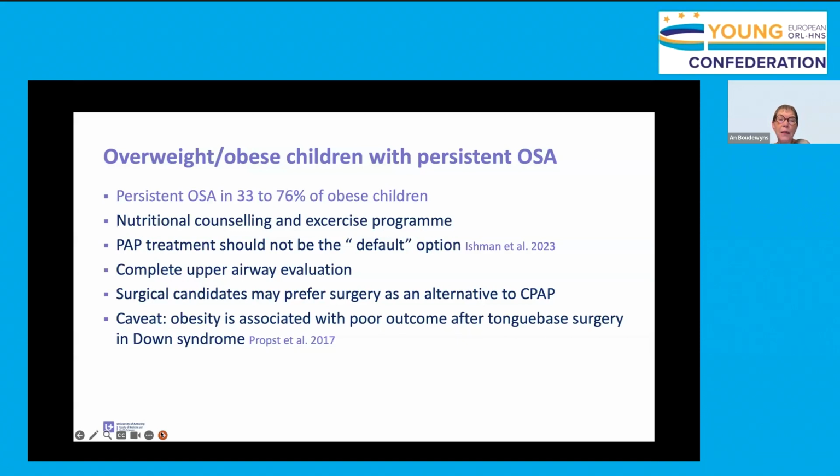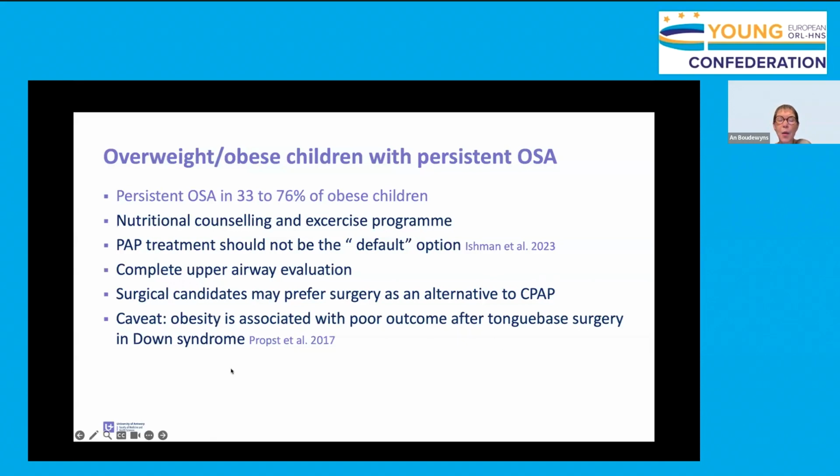They pointed out that surgical candidates might prefer surgery as an alternative to CPAP, but this should come along with a caveat, because we also know that obesity has been associated with poor outcomes, and this has been shown especially after tongue-based surgery in children with Down syndrome. So on one hand, we could consider additional surgery in obese patients, but we have to acknowledge that the obesity in itself might be associated with poorer outcomes of our treatment.